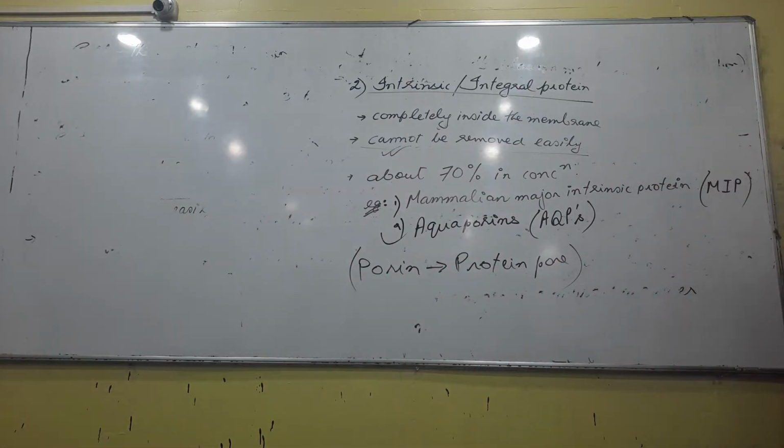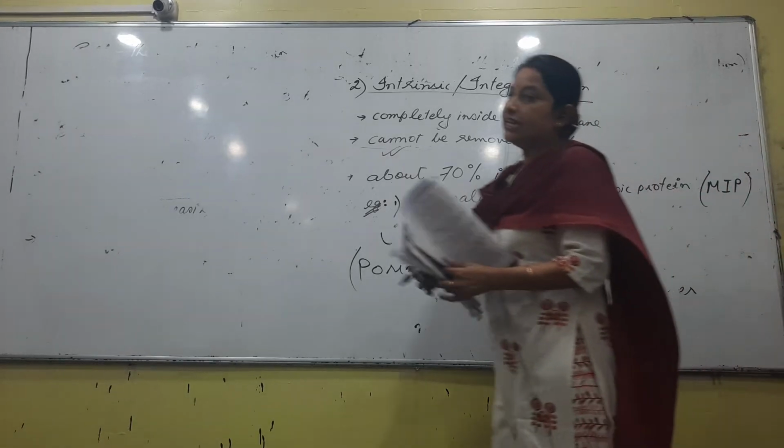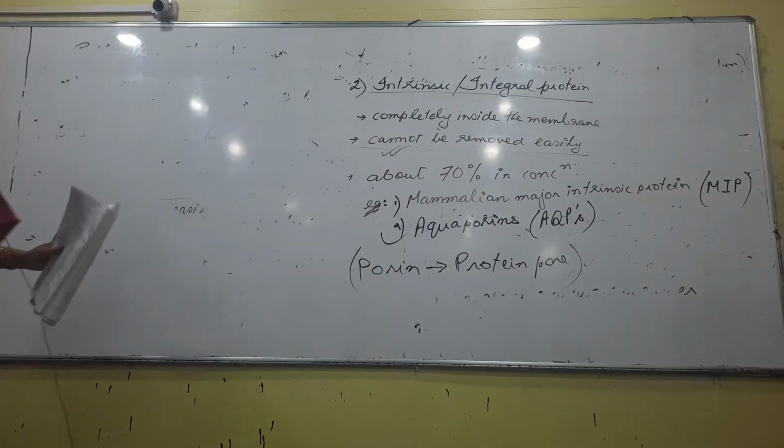Number 3, write transmembrane protein or carrier protein, the third type of protein.